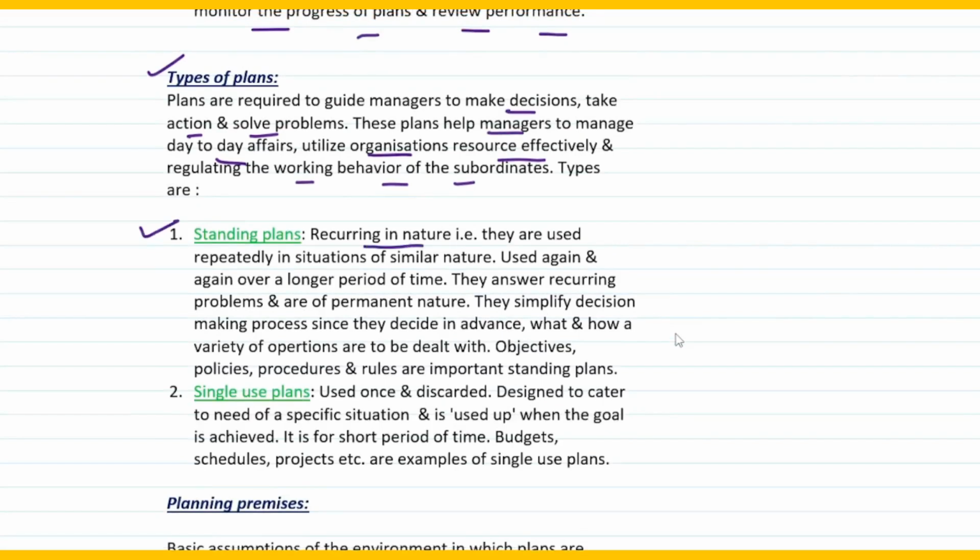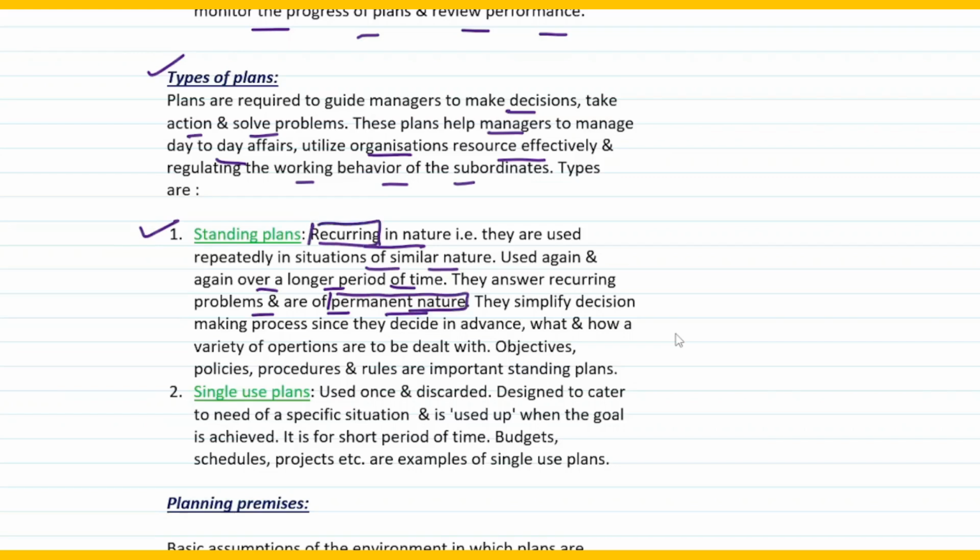Something which is recurring in nature. Recurring means something which can be done again and again, right? So they are used repeatedly in situations of similar nature. If a type is being followed day in and day out, that becomes recurring. So in that case, you have got to execute the standing plans. Used again and again over a longer period of time, they answer recurring problems and are of permanent nature. So please remember, standing plans are of permanent nature and they are recurring. These are the two keywords that you have got to remember.